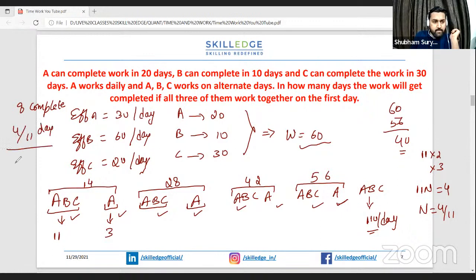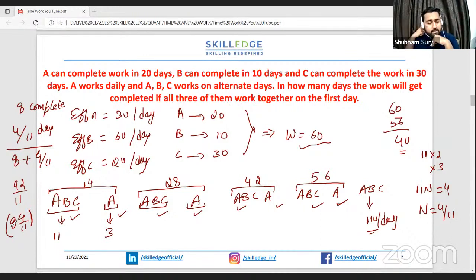So total number of days is going to be what? You can write it as 8 plus 4 by 11, which is 11 times 8 is 88 plus 4 is 92 by 11. So those who have got 92 by 11, the answer is correct, or you could have just mentioned it as 8 4 by 11 days in the form of mixed fraction. That is also the correct answer. Okay, perfect.